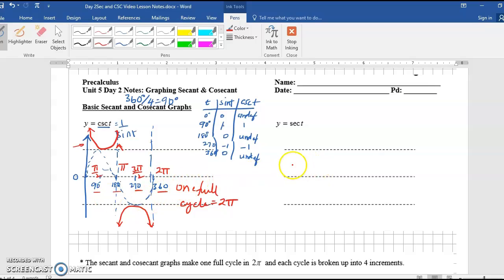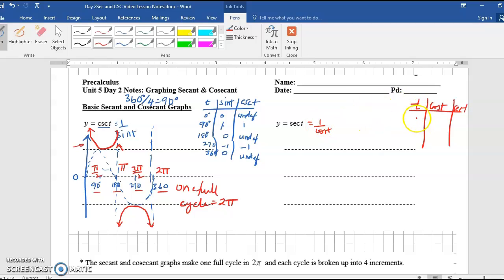Okay, so now let's move on to the secant. Secant is also the same kind of situation. It's better you first draw the table for t and for angle, and then cosine of it and secant of it. Okay, so secant is 1 over cosine.